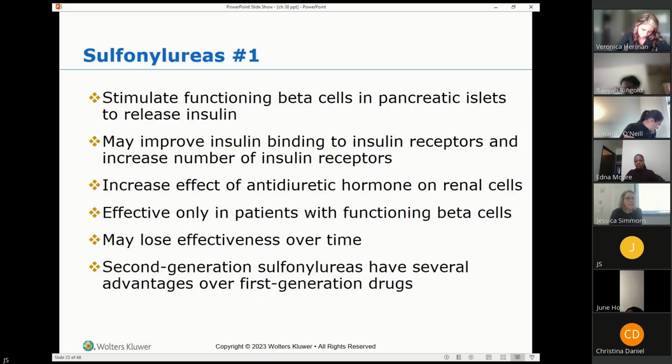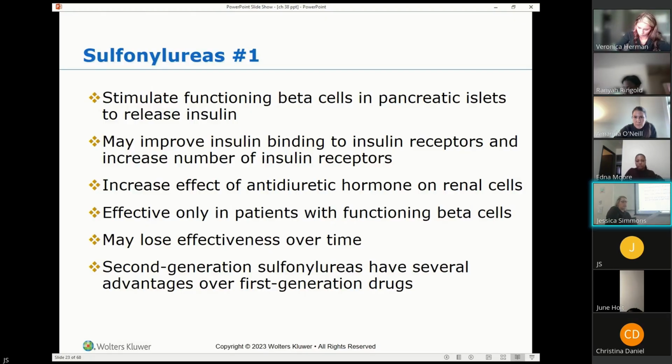They stimulate the functioning beta cells in the pancreatic islets to release insulin. They may improve insulin binding to insulin receptors and increase the number of insulin receptors. They increase the effect of ADH on renal cells. They're effective only in patients with functioning beta cells. So who cannot take sulfonylureas? Type 1 diabetic. Thank you. These may lose effectiveness over time.